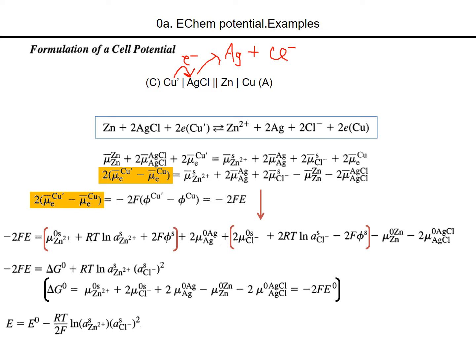Let's go to the right side of this cell. The second copper is connected to a potential state, and the potential state gets the electrons from the copper. So from the copper, electrons go to the potential state. So zinc would lose electrons to the copper. Then at the same time, zinc goes to zinc 2 plus.